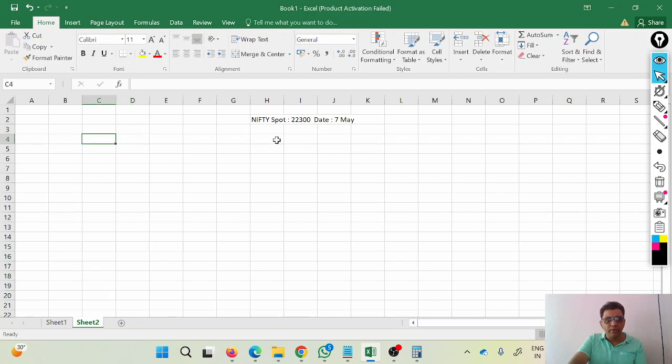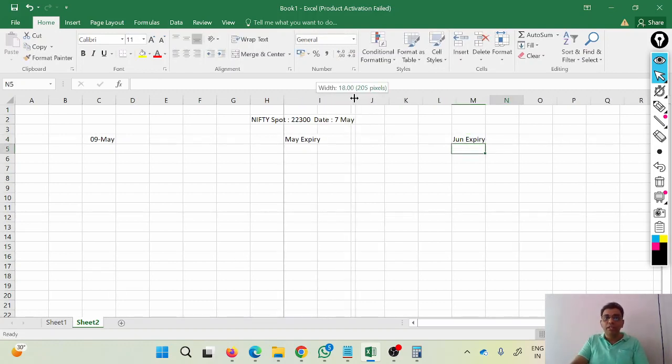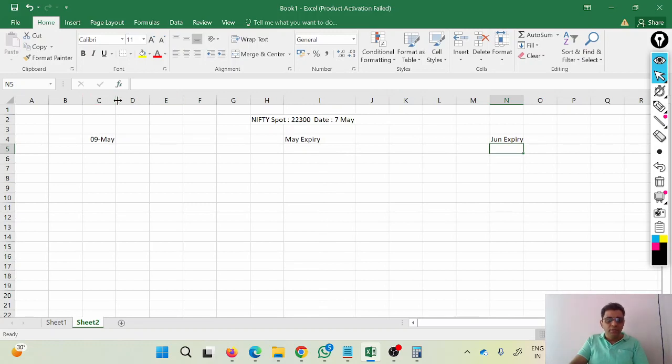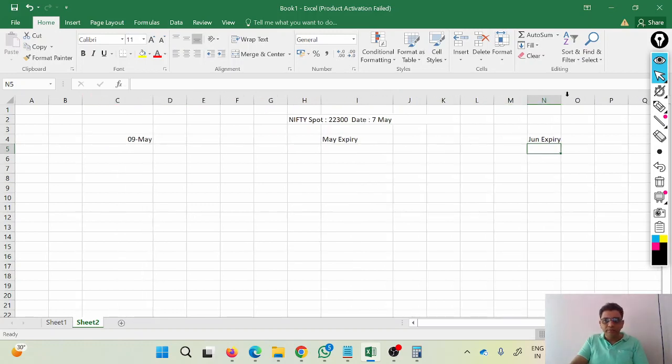Now I will write it down for all the expiries. First of all, for the 9th of May expiry. Then for 30th of May, that is the May expiry, the monthly contract. And then for the June expiry, so that you will understand the concept of gamma even more deeply. So this is the 9th of May expiry, this is the May expiry, and this is the June expiry.